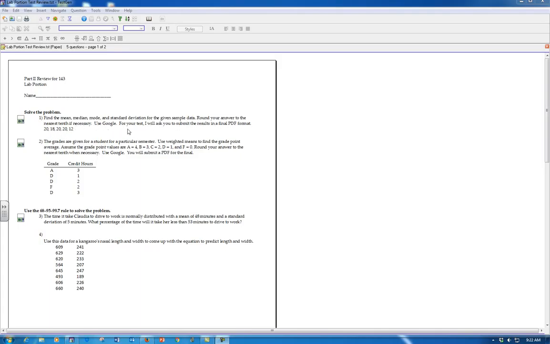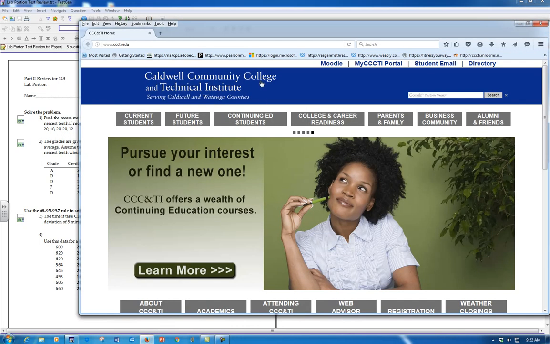Use Google. For your test, I will ask you to submit the results in a final PDF format. So you're going to do all of your work for these, or most of your work for these, in Google, and then I will ask you to submit that final document. So the first thing that you're going to need to do is open up Google. So let me open Google.